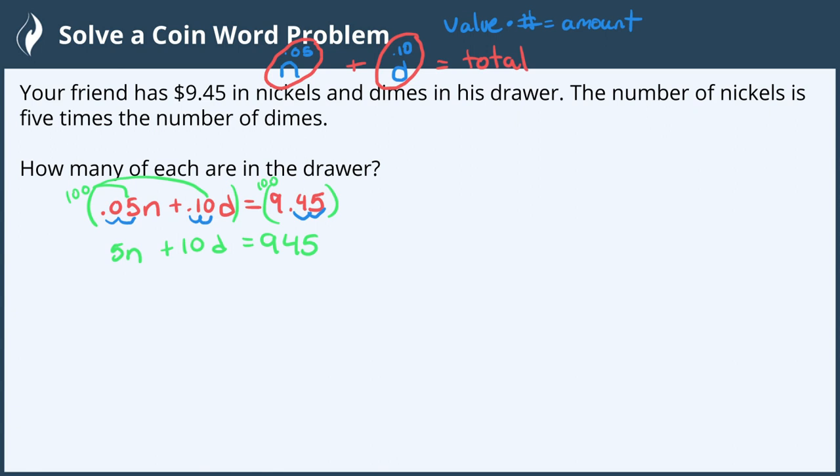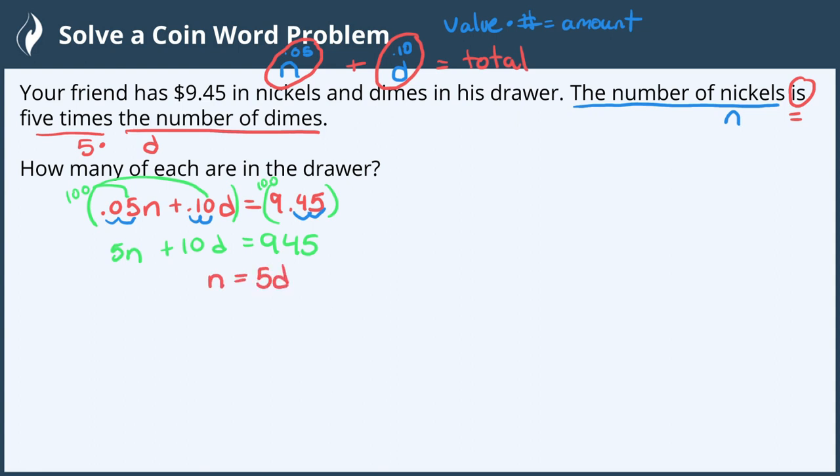The number of nickels, which we chose the variable n to represent, then we translate the word "is", which is equals, 5 times, which is 5 being multiplied, the number of dimes, which we chose the variable d to represent. So there's our second equation, n equals 5d.